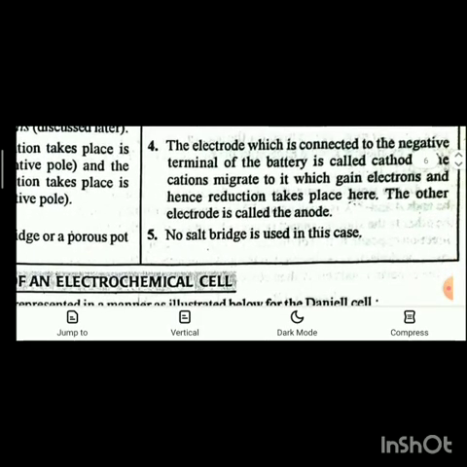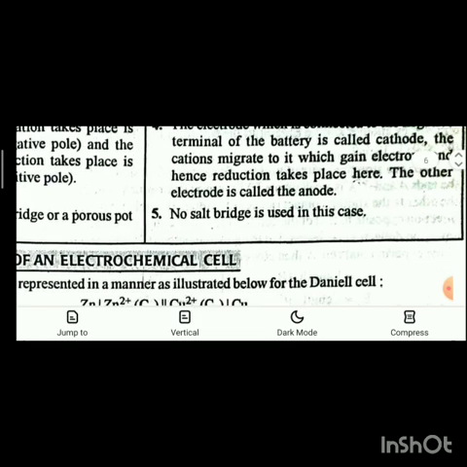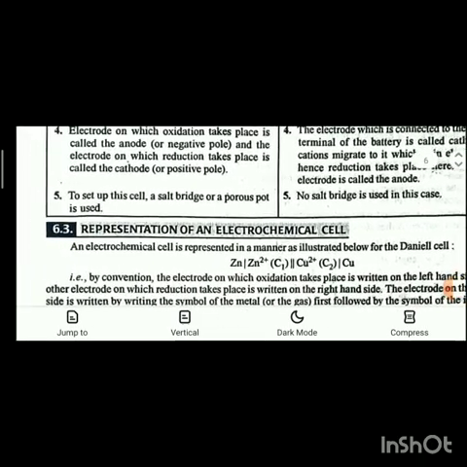The electrode which is connected to the negative terminal of the battery is called cathode, and the cations migrate to it, gain electrons, and hence reduction takes place here. The other electrode is called the anode. No salt bridge is used in this case.